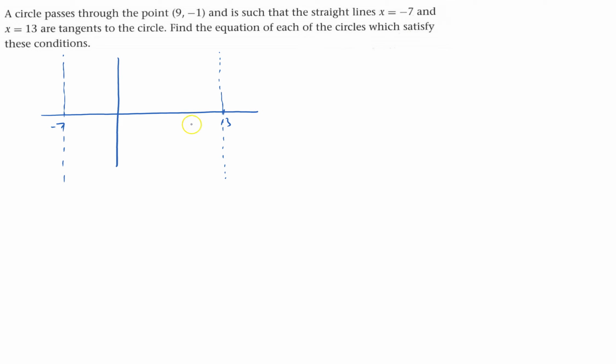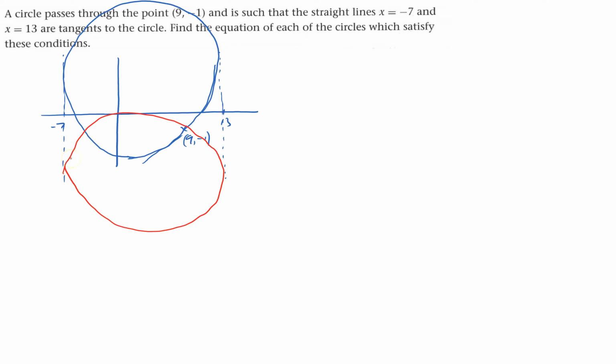Point (9, negative 1) is here, and the circle goes through there. So it could be this one here. Oh, it's going to just touch there, like so. Or it could be sort of reflected down. Those are two circles.